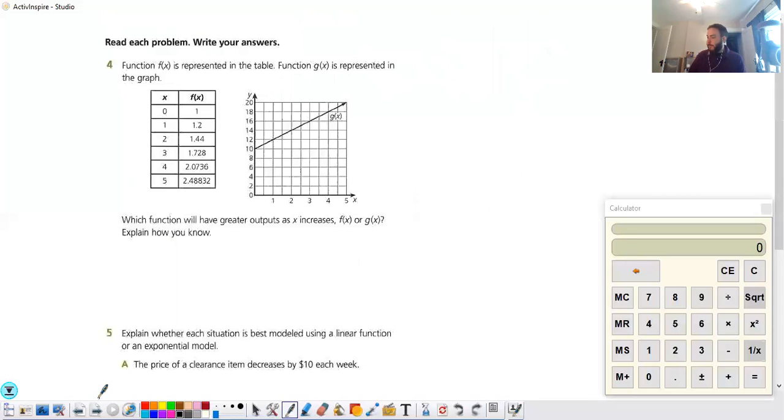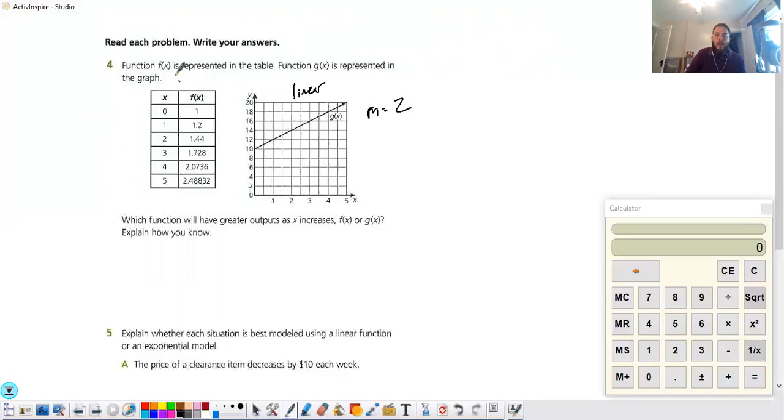All right, taking a look at questions 4 and 5, which are the last two in this lesson here. Question 4 says, the function f of x is represented in the table. The function g of x is represented in the graph. Which function will have a greater output as x increases, f of x or g of x? First, g of x we can see very clearly is a linear function. As it goes from 0 to 1, it increases by 2, right? So our common difference, or our slope here, is we're increasing by 2.